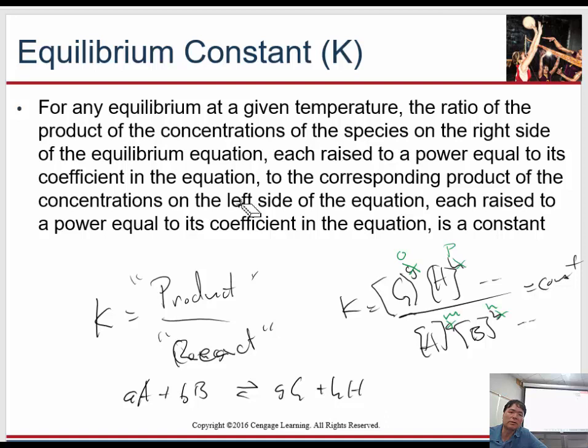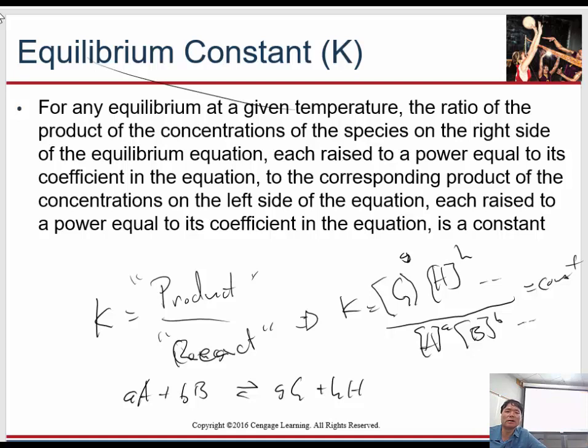I'm getting the kinetics and thermodynamics. I need to keep the kinetics and thermodynamics separate. Sometimes you'll see A, B, M, N, but this is little a, this is little b, this is little g, this is little h. And this ratio of products over reactants is called the equilibrium constant.